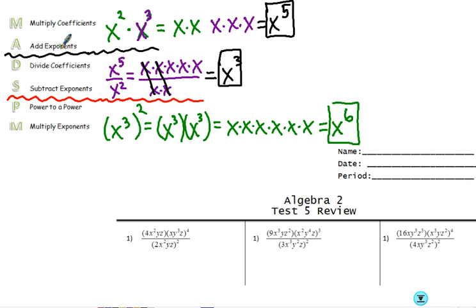Okay. So we're going to refer back to this, the MAT-SPM. When you multiply, you add the exponents. When you divide, you subtract them. And when you have a power to a power, or another way to think of the P is that if you have parentheses, you almost kind of think of it as distributing. So that's when we're going to multiply the exponents.